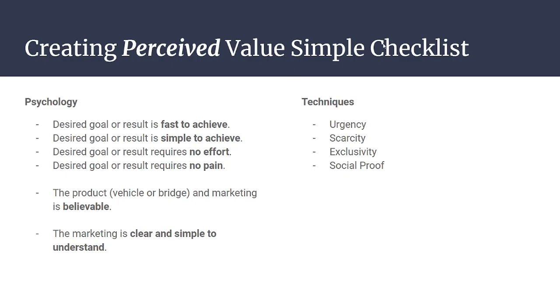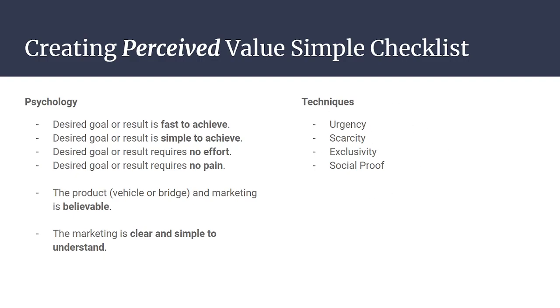Right, so perceived value, a simple checklist. In psychology, the desired goal or result is fast to achieve. Desired goal or result is simple to achieve. Desired goal or result requires no effort. Desired goal or result requires no pain. So the product, in a sense, is just a bridge or a vehicle, and it makes the marketing more believable. And the marketing should be clear and simple to understand.